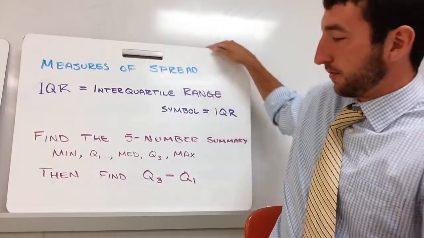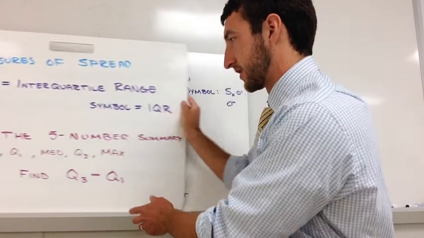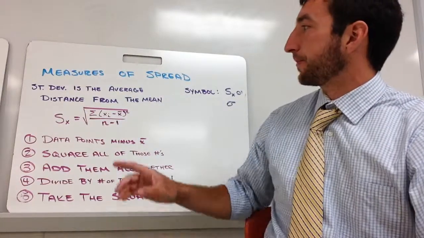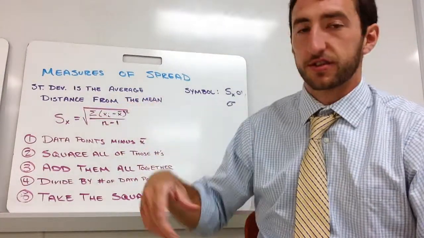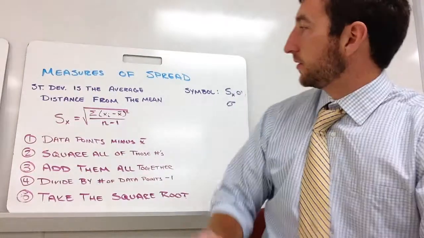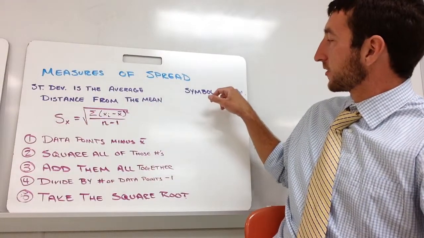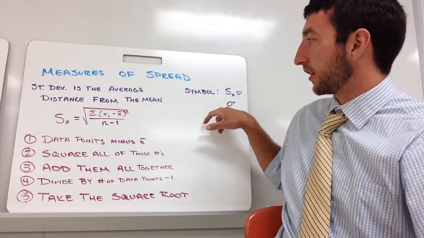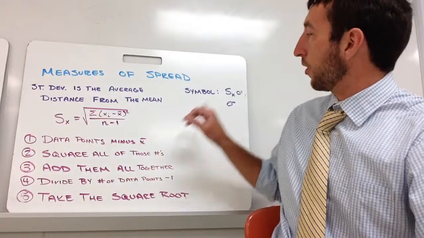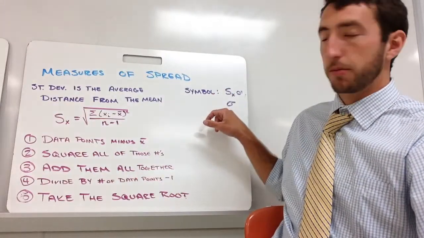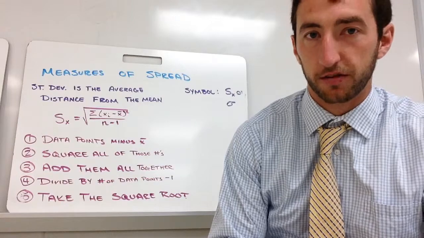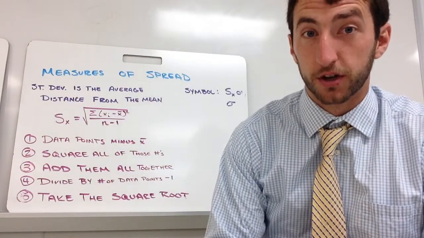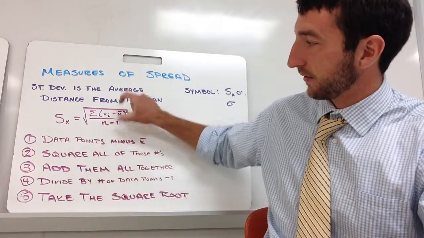And the last one, the most important one, is going to be the standard deviation. And that's probably the most complicated. So standard deviation is just the average distance from the mean. And its symbol is either S sub x, or you're going to see this little symbol called sigma. It's also a Greek letter. But we'll use the S sub x in here, but just remember, that sigma also means the standard deviation. This is the mathematical formula right there. Looks pretty tricky, but if you follow these 5 steps, it finds that exact number.